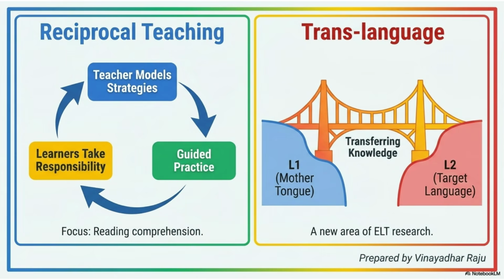Now for two modern strategies. Reciprocal teaching is a cycle where the teacher models reading strategies, moves to guided practice, and eventually, the learners take full responsibility. Below that, we see translanguaging, a bridge that allows learners to transfer knowledge from their mother tongue, L1, to the target language, L2.